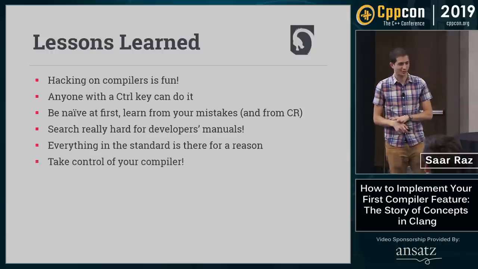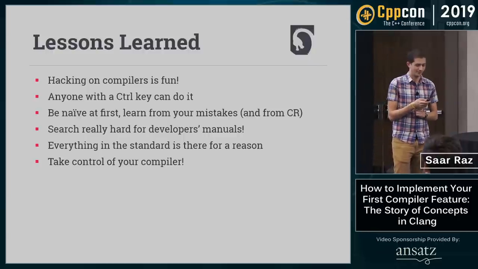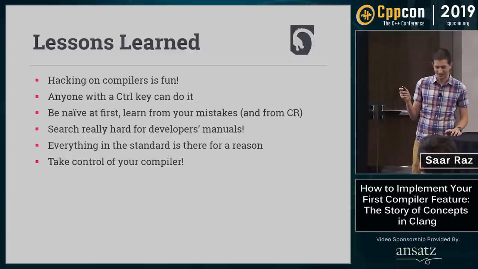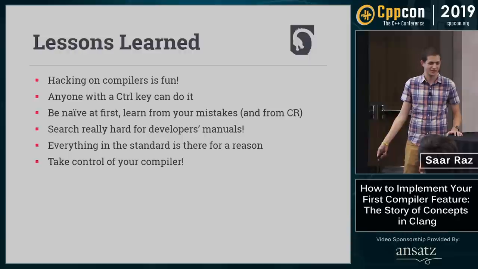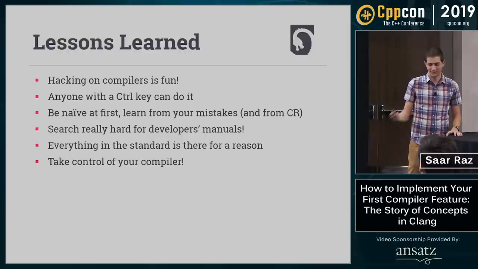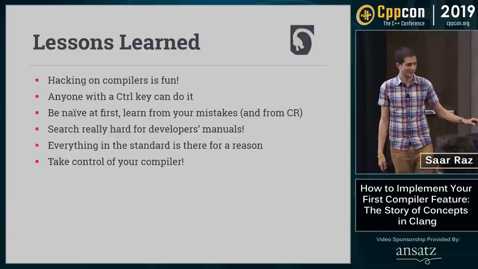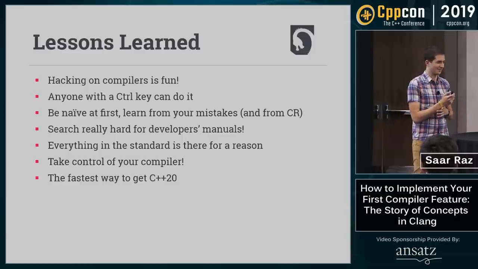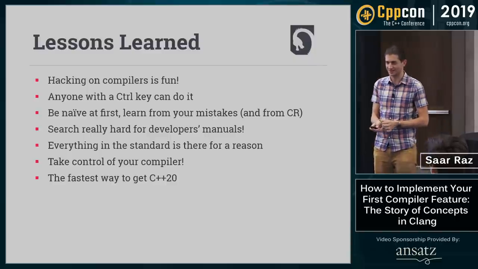Realize that everything in the standard is there for a reason, and there's no cutting corners. And in general, take control of your compiler. You're probably going to run at some point into a place where you're limited by what your compiler can do. Just know that it is possible to change that, whether it's giving you nicer compilation messages and errors, or implementing a nice little feature that you need for your project, or implementing a C++20 feature. The fastest way to get C++20 is to implement it yourself. It's not necessarily a very fast way to get it, but it's probably the fastest way.